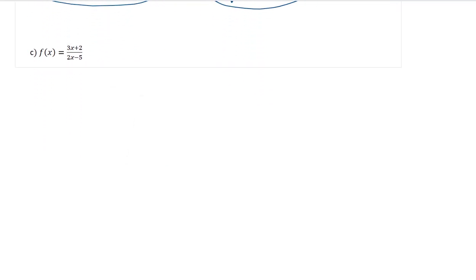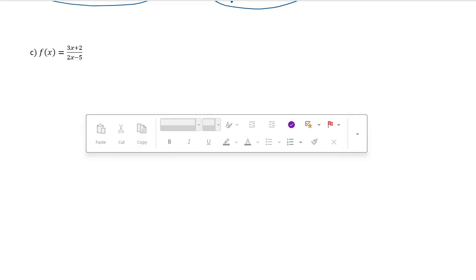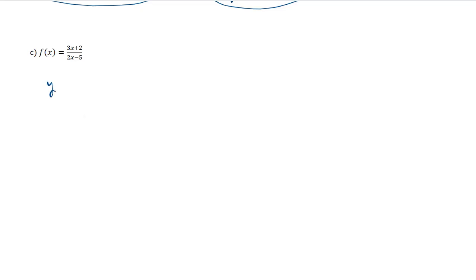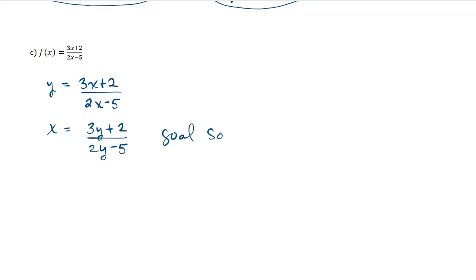And on our third part, letter C, find the inverse. Similarly, change f of x to y. Interchange the letters. Now remember that our goal on our next step is to solve the equation for y. So treat this as a proportion, which means that we can cross multiply to simplify this further.